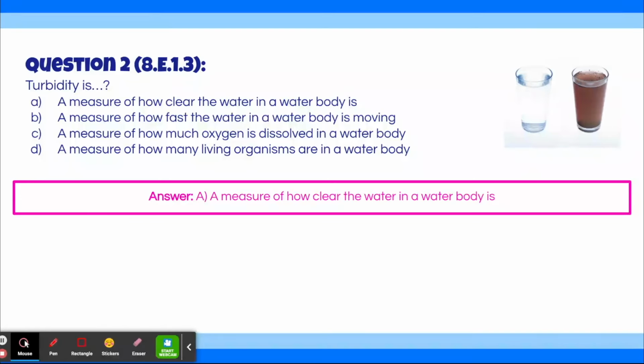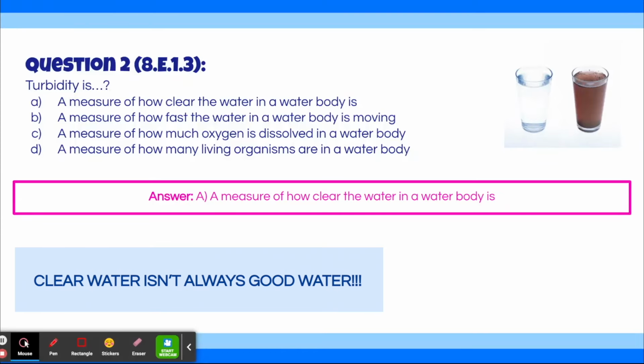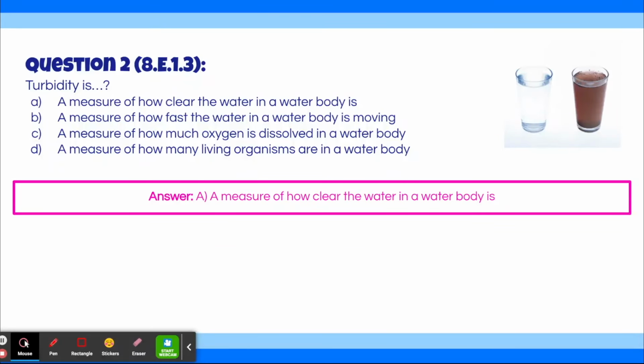We can say the same thing about water bodies. If a water body looks extremely murky and hazy, there's probably something in it. Often, turbidity in a water body is caused by pollutants from the land dissolved into the water. However, it's important to acknowledge that clear water isn't guaranteed to be good water. Many contaminants have no smell, taste, or color.